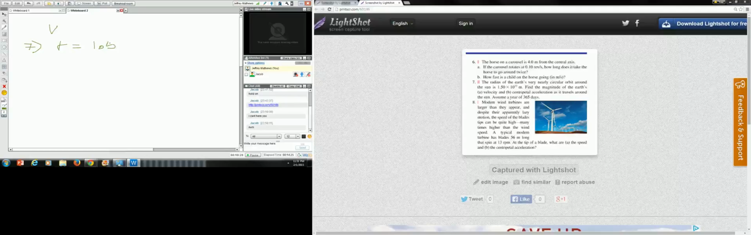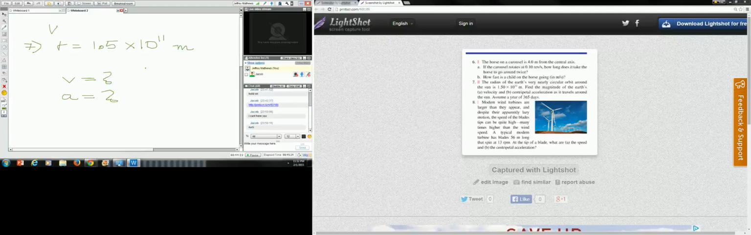Find the magnitude of the Earth's velocity and centripetal acceleration. Usually they tend to just give us one piece of information, there has to be something else. Are you sure they only gave us the radius? Is there anything else given in the question, a number or anything? The Earth's orbit is 365 days, so can't you convert it to seconds?